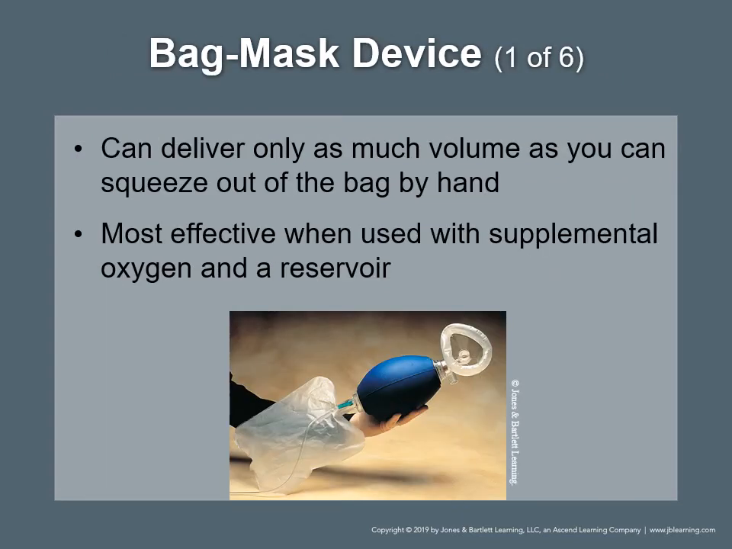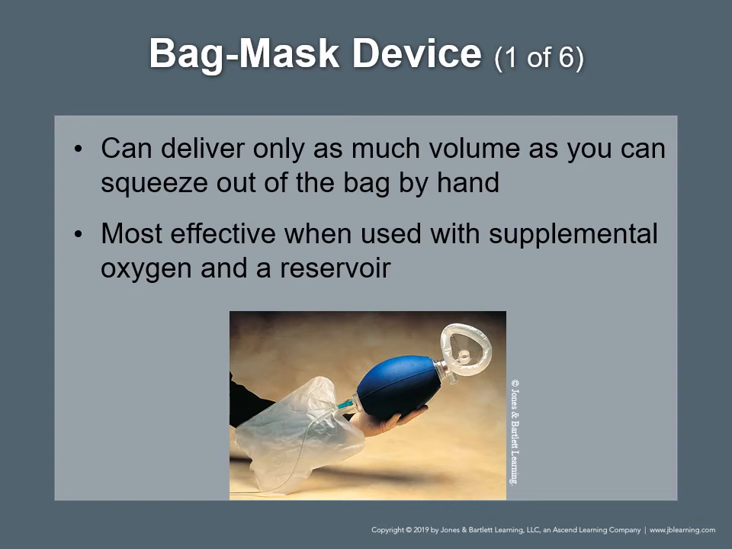A bag mask device can deliver nearly 100% oxygen. It can deliver only as much volume as you can squeeze out of the bag by hand. It provides less tidal volume than mouth-to-mouth ventilation but higher oxygen concentration. This is the most common method used in the field. It is a difficult skill to master.